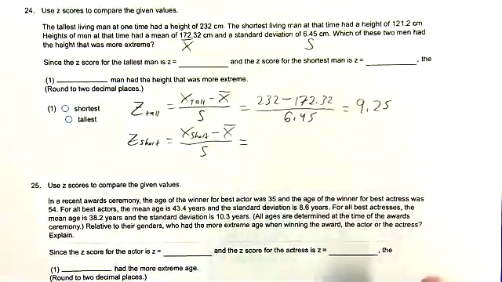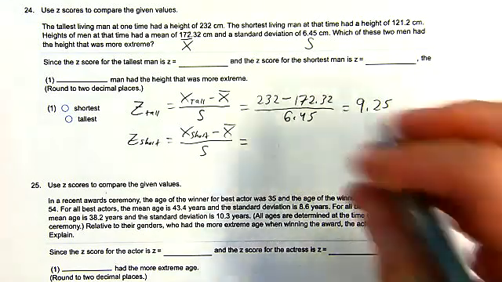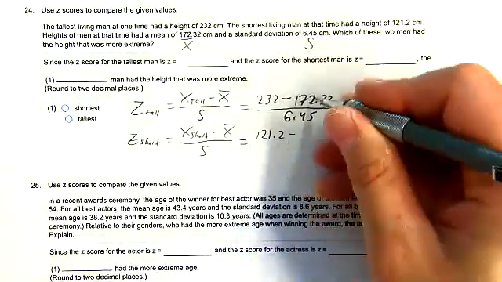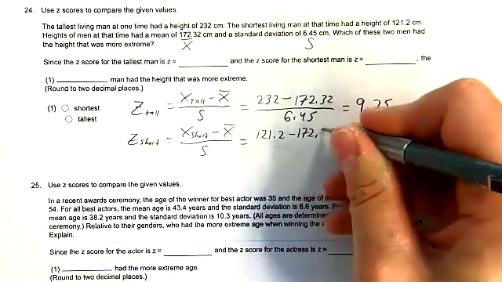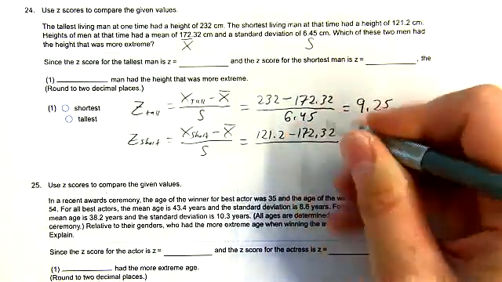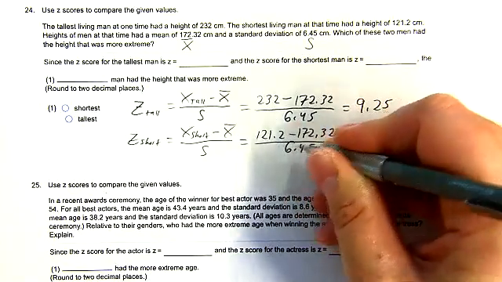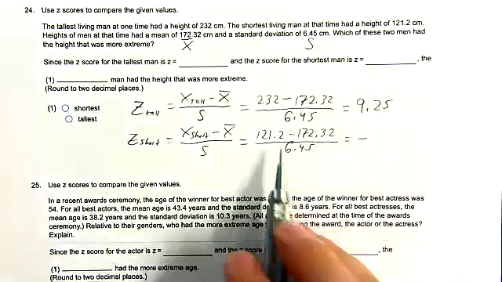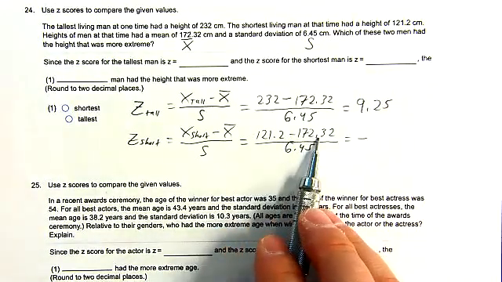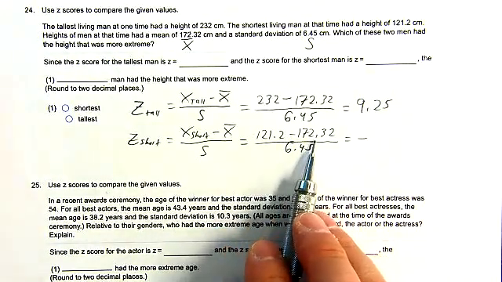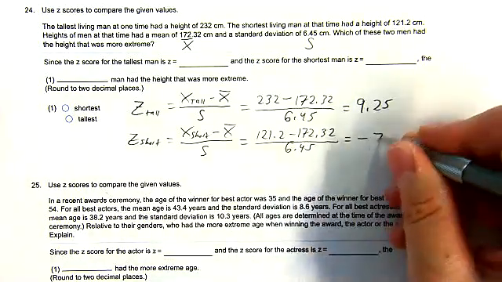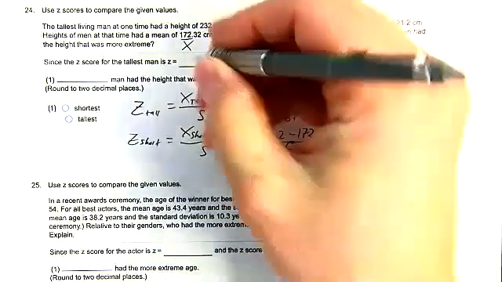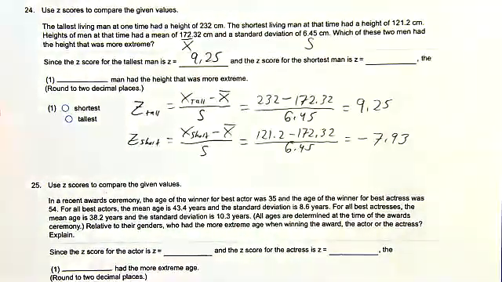For the short person, you'll take 121.2, his height, minus the same number, so minus 172.32, divided by this same number, 6.45, and that's going to equal negative, because this number is smaller than the mean, and it turns out to be negative 7.93. And we can fill in these blanks. That's the answers for these two.